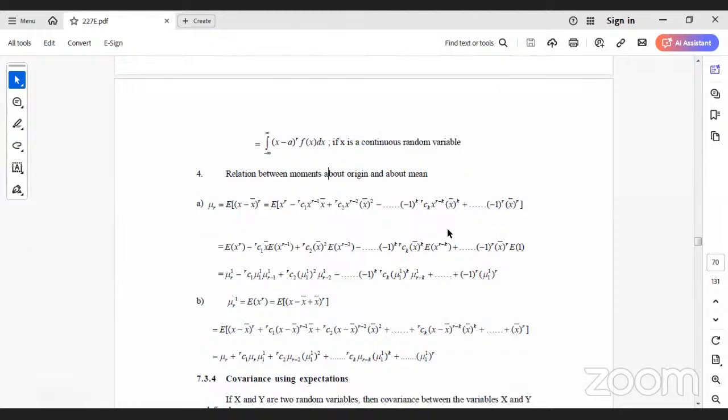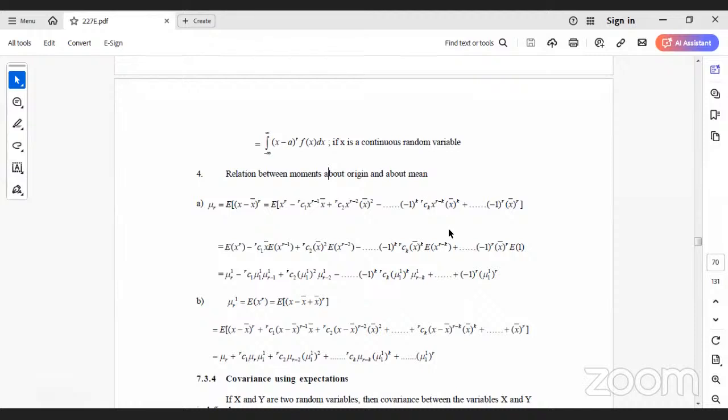Mu r dash equals E of (x minus x bar) whole power r. Expanding with the nCr condition: E of x power r, minus rC1 x power r minus 1 x bar, plus rC2 x power r minus 2 x bar whole square, and so on. The general term is minus 1 whole power k rCk x power r minus k x bar whole power k, and so on, plus minus 1 whole power r x bar whole power r.